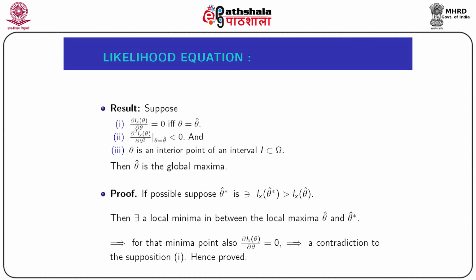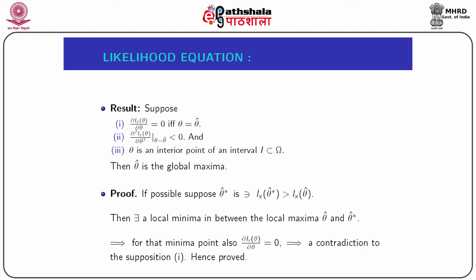Suppose the first order derivative of Lx theta with respect to theta equals 0 if and only if theta equals theta hat. The second order derivative of Lx theta is negative at the point theta equal to theta hat, and theta is an interior point of an interval which is a subset of the parameter space omega. Under these three conditions, theta hat is the global maxima.